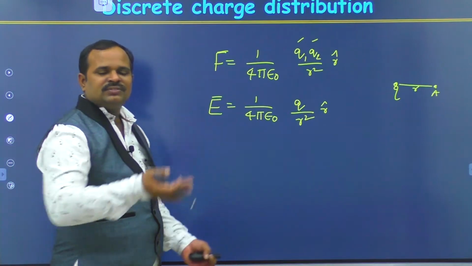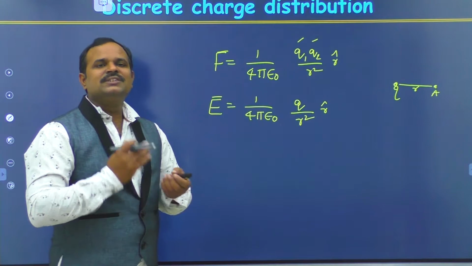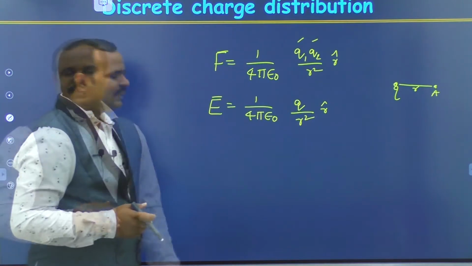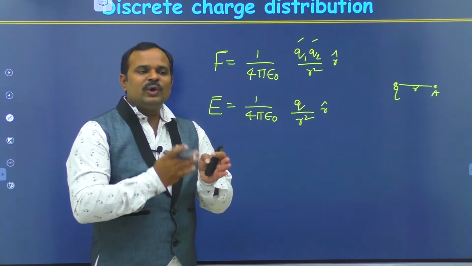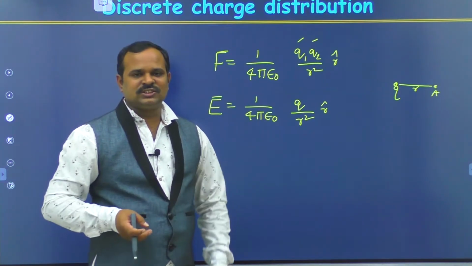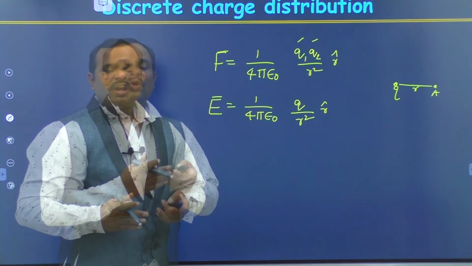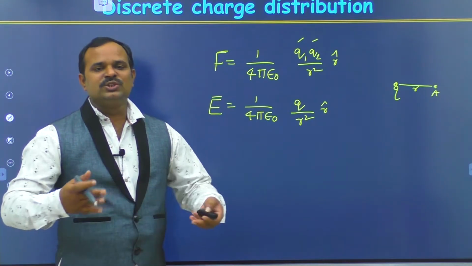If you have a number of charges, then you can get the force and the field simply by using the superposition principle. That is the vector sum of the forces experienced by a charge due to all other charges. Now let us see continuous charge distribution: how to find the force and field for a continuous charge distribution.